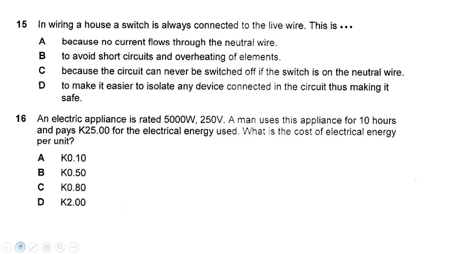Then we'll move. This one is saying in wiring a house, a switch is always connected to the live wire. A, because no current flows through the neutral wire. No. B, to avoid short circuits and overheating of elements. Let's see. C, because the circuit can never be switched off if the switch is on the neutral wire. Okay. D, to make it easier to isolate any device connected in the circuit, thus making it safe.